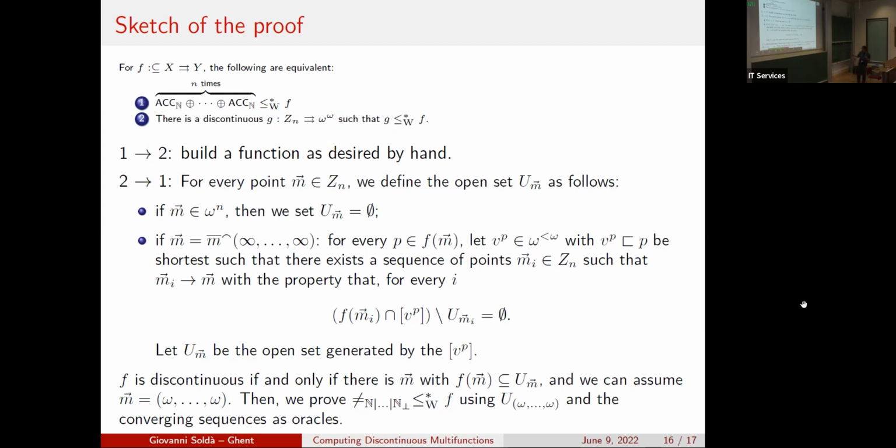And how is the reduction proved? Essentially, what we prove is that, without loss of generality, you can assume that the bad point is the ultimate limit one, and then, using as oracle this sequence of badly behaved points that converge to you, you are able to replicate the proof that we had for dimension 1.